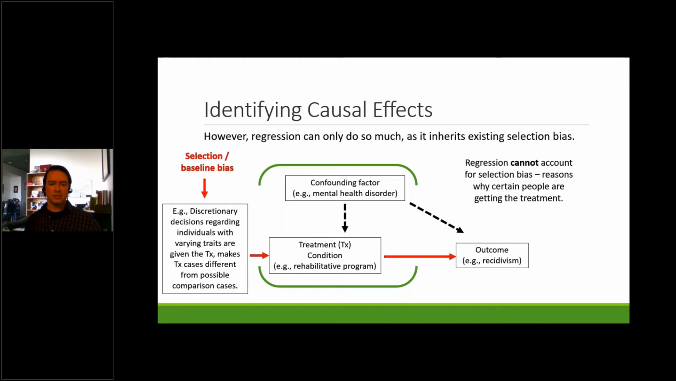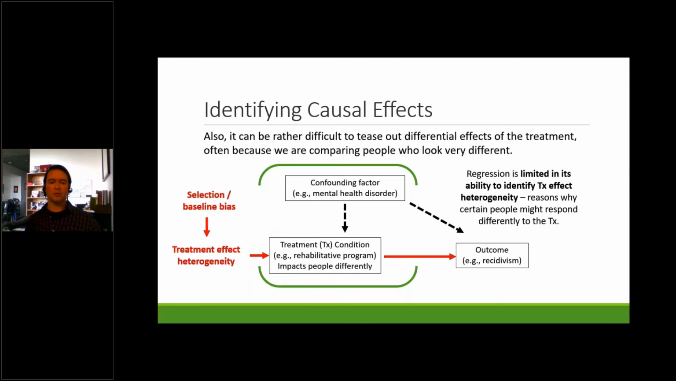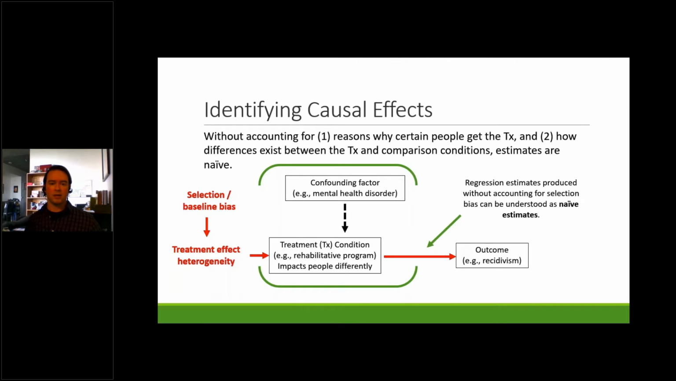Also, it can be rather difficult to tease out differential effects of the treatment, often because we're comparing people who look very different. Regression is limited in its ability to identify this variation, which is known as the treatment effect heterogeneity, which are reasons why certain people might respond differently to the treatment. Without accounting for, first, reasons why certain people get the treatment, and secondly, how differences exist between the treatment and comparison conditions, these are often referred to as naive models or naive estimates. While it may be correct, your regression likely isn't accurate because it isn't complete.